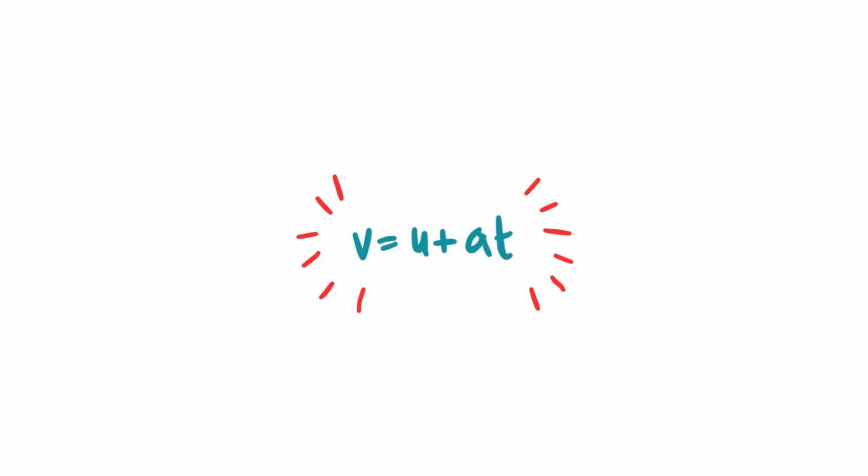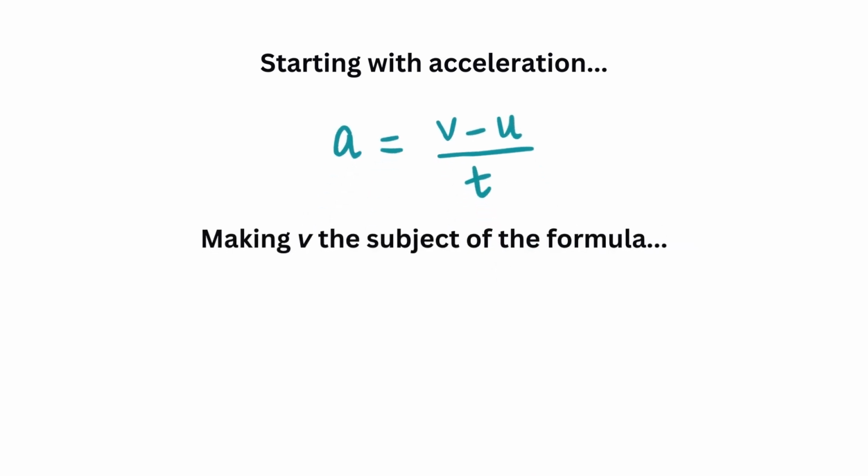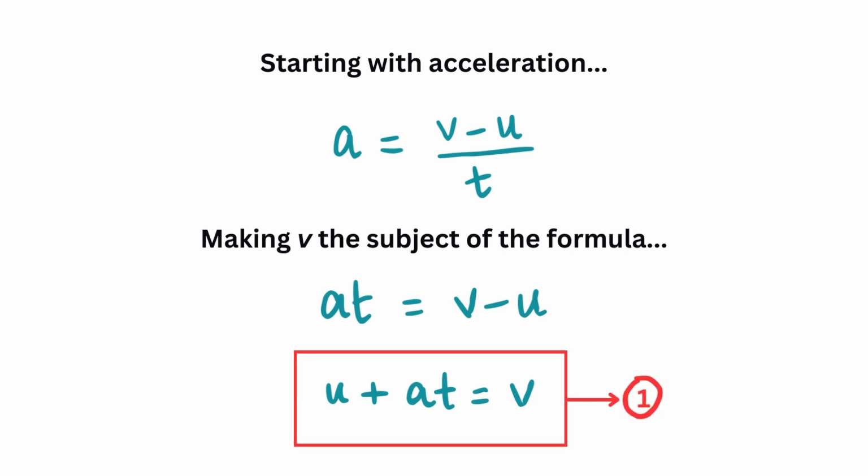This equation is so straightforward to derive, in fact, that we can start off with an equation that we're already familiar with, starting off with acceleration as the rate of change of velocity. And here we have described it as a equals v minus u over t. Now the goal here is to make v the subject of the formula. And to do that, we have to conduct the following 2 steps. We will first multiply t on both sides to get the following expression and then add u on both sides. And so we arrive at the first equation of motion, v equals u plus at.